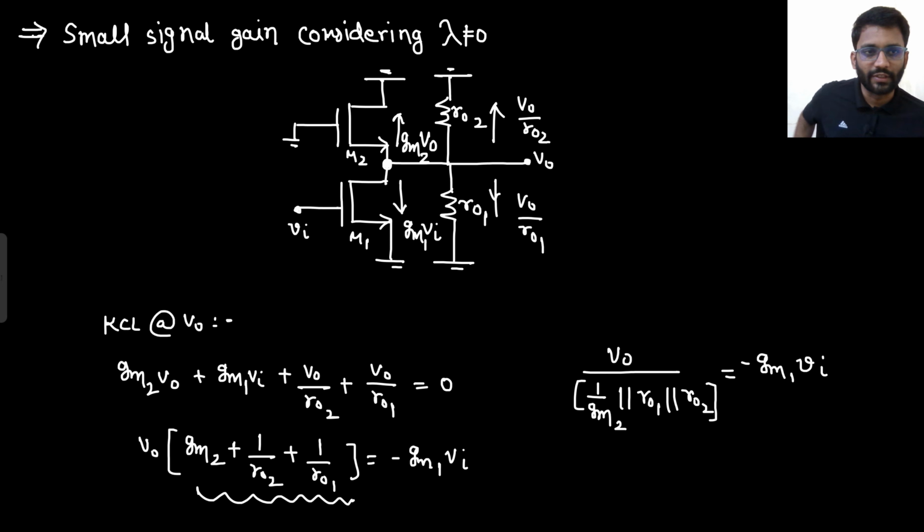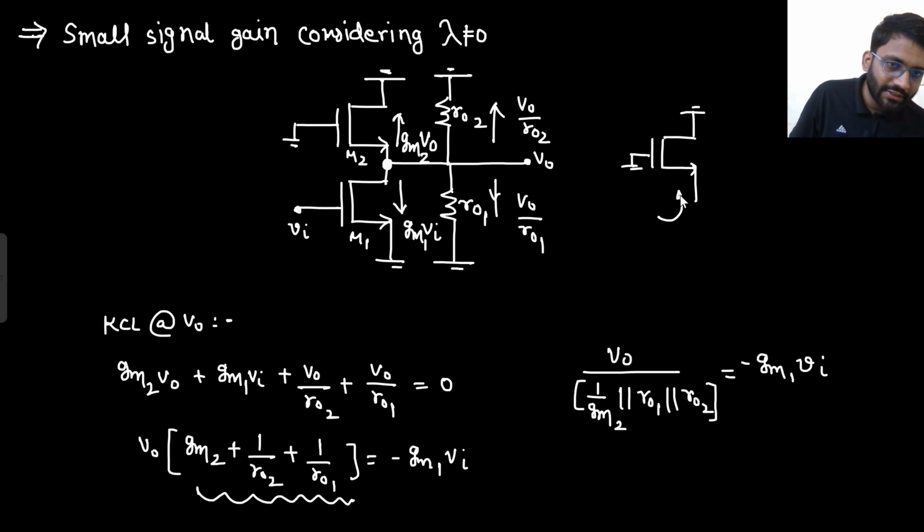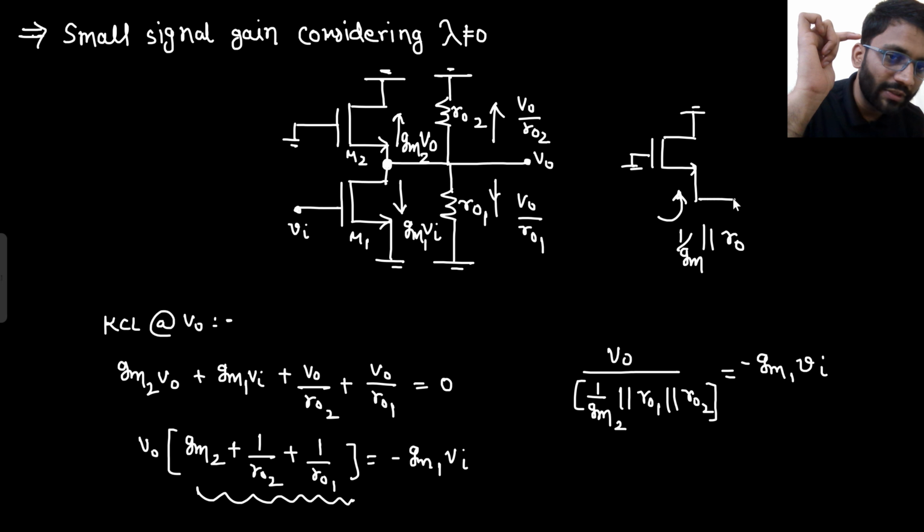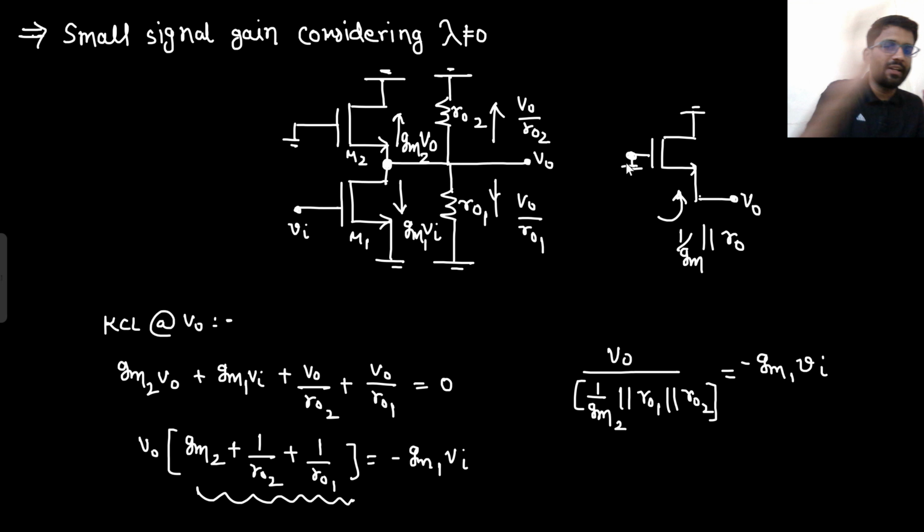Now I will tell you one more method of this. I told you one thing: if this is the circuit, this is also grounded, this is also grounded, like basically both are shorted, then what is the resistance you see from here? That is 1 by GM parallel R0. Do you remember it? In the last lecture itself, I told you the resistance from downward is 1 by GM parallel R0. So from V0 to ground, you see 1 by GM parallel with R0.